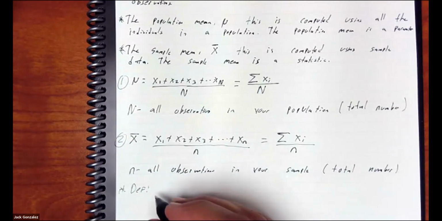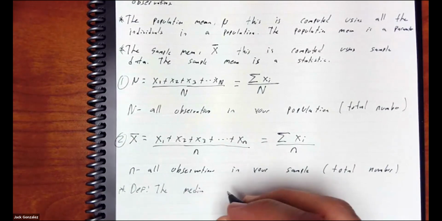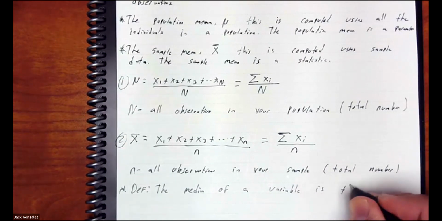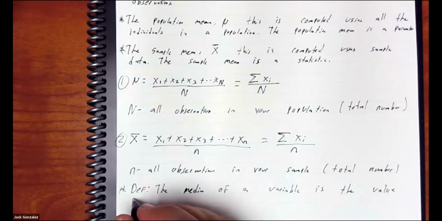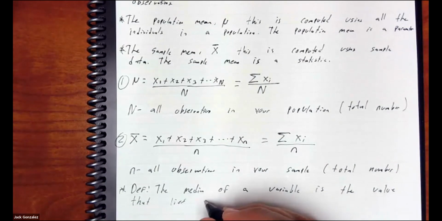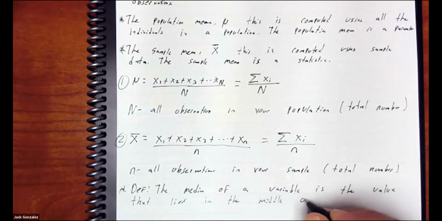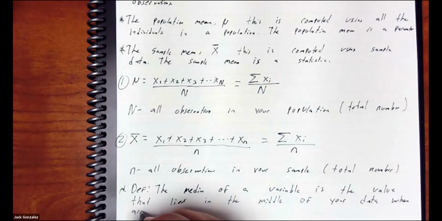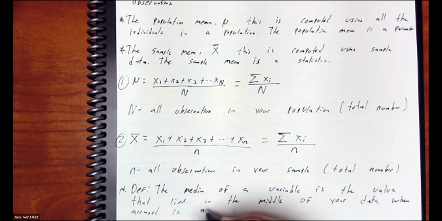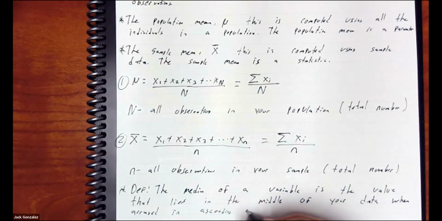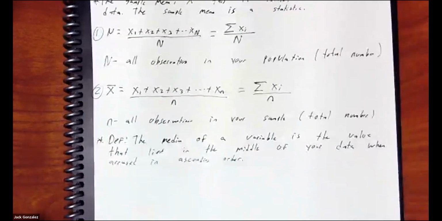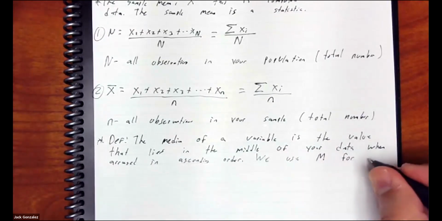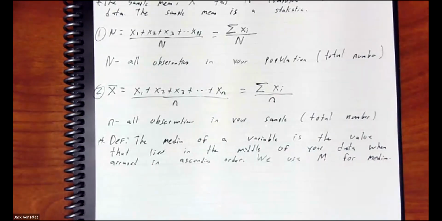Here's another definition. The median of a variable is the value that lies in the middle of your data when arranged in ascending order. Okay. In this book, we use capital M for median. So if you see that anywhere, that's median. Okay.